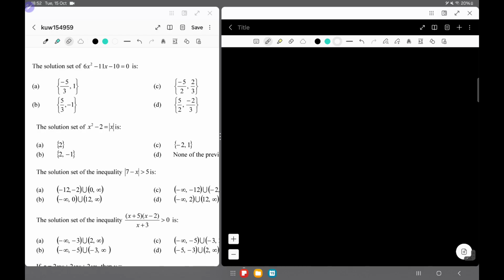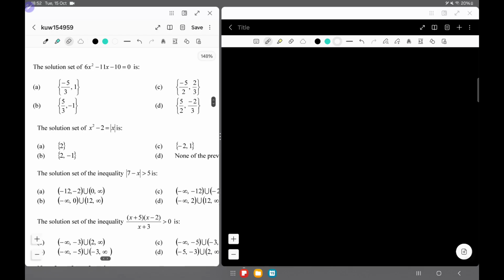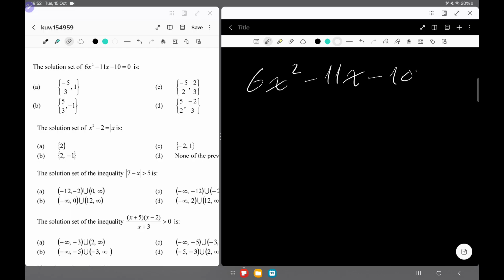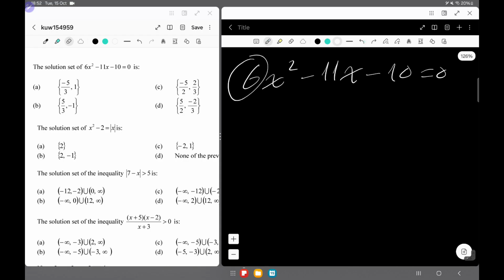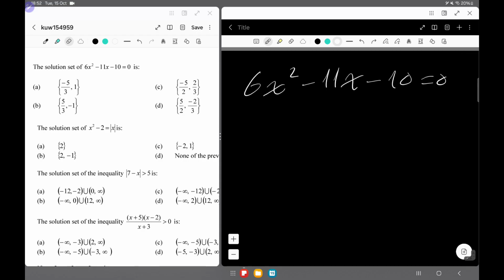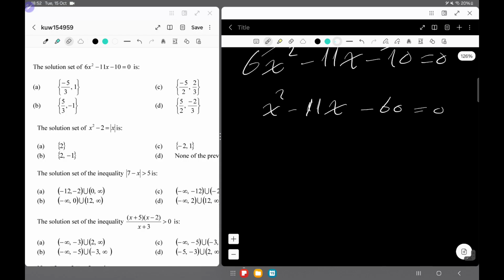I will solve the same question with the original way. 6x squared minus 11x minus 10 equals 0. I will factor and find out the answer. So if we want to factor, because there is a 6 here, what I'm going to do is multiply this times this, negative 60. You have to multiply the first number with the last. So x squared minus 11x equals 0. I will factor this.